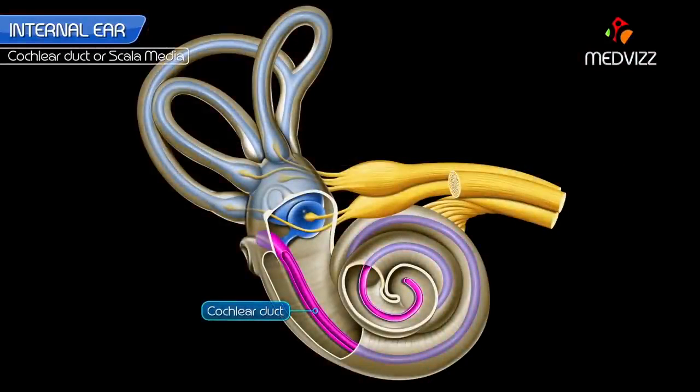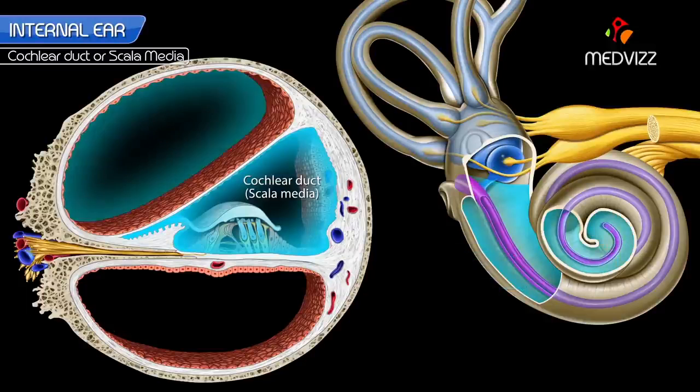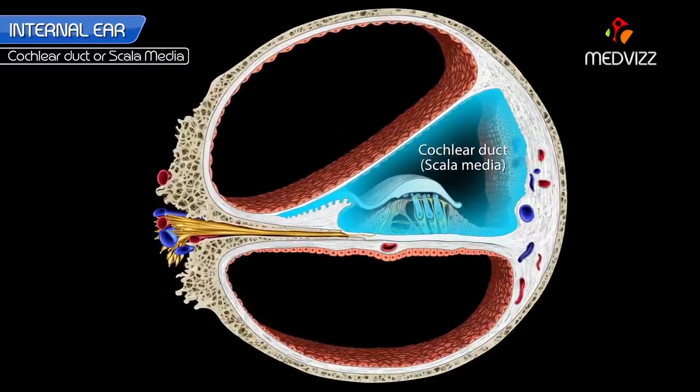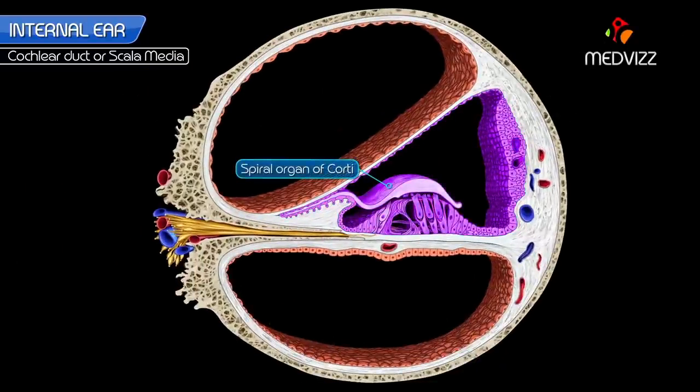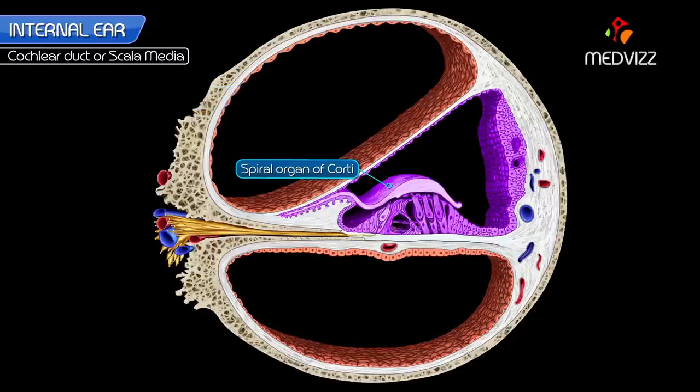The cochlear duct is the spiral anterior part of the membranous labyrinth, with 2 3/4 turns. It lies in the middle portion of the cochlear canal, between the scala vestibuli and scala tympani. The cochlear duct contains the spiral organ of Corti, which is a sensory receptor for hearing. The structure of the cochlear duct is best studied in a cross-section of the cochlear canal.